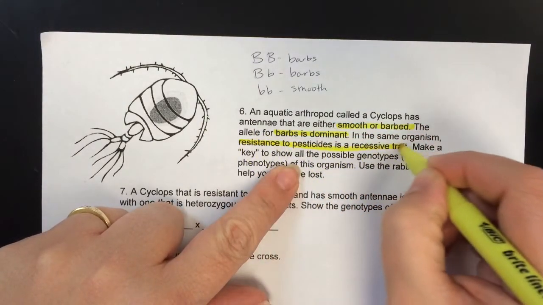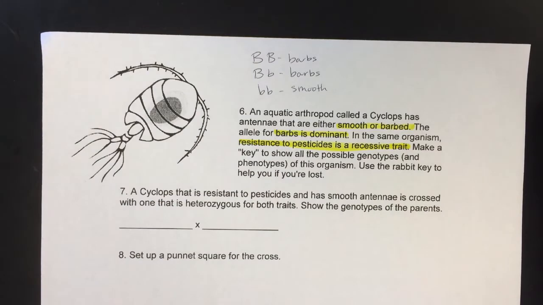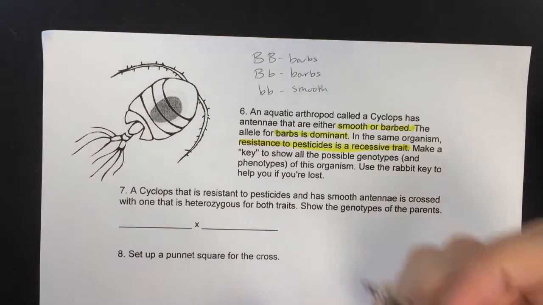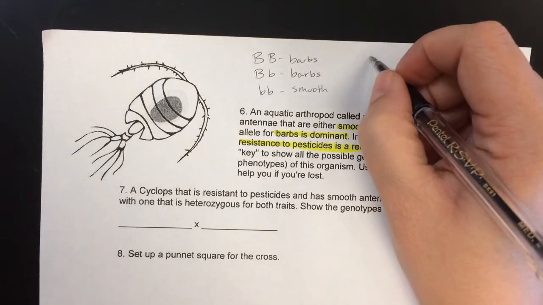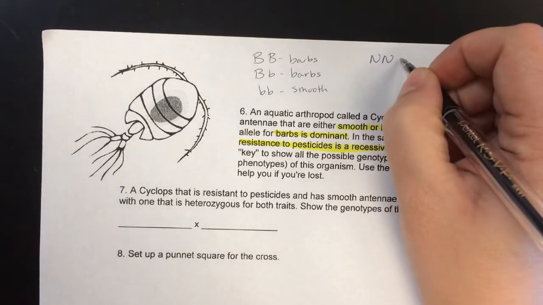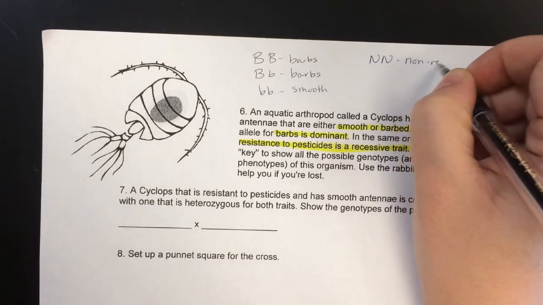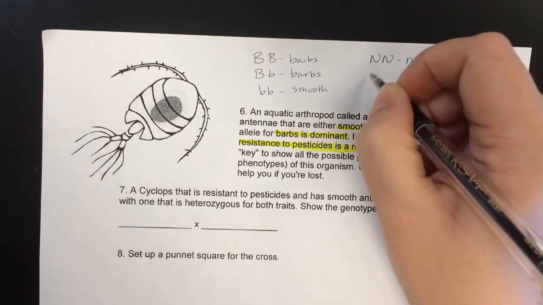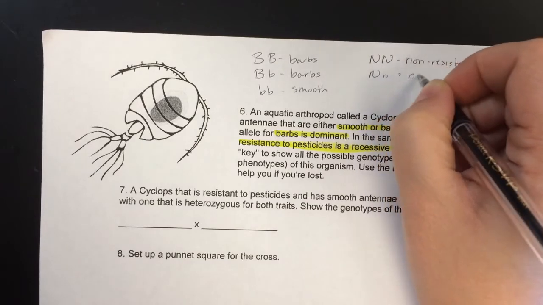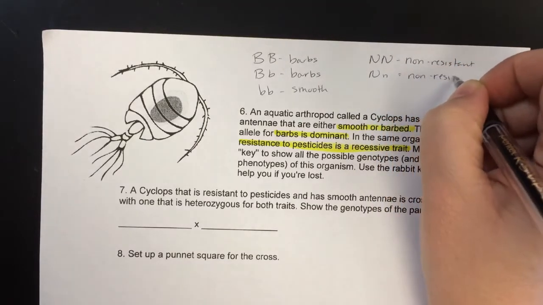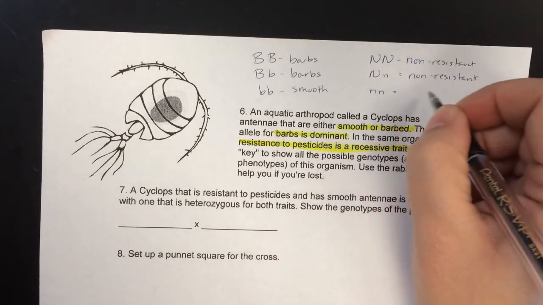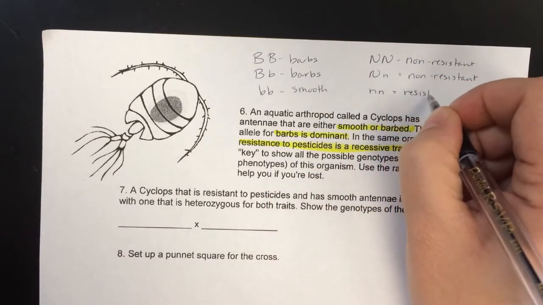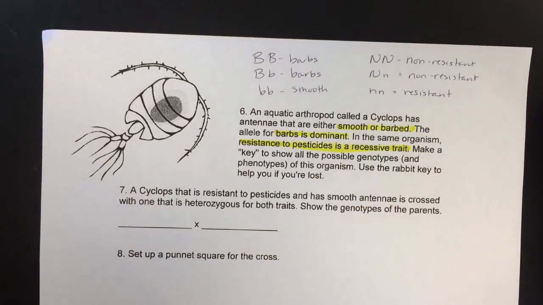On our other trait, the resistance to pesticides is recessive. So resistance to pesticide is recessive. So I guess non-resistance would be dominant. So if I did non-resistance, I could use the letter N. So big N, big N would be non-resistant, as would big N, little n. And resistant is recessive, so little n, little n would be resistant. And sorry we didn't give you much space to do that, that's why I'm doing it in the margin.